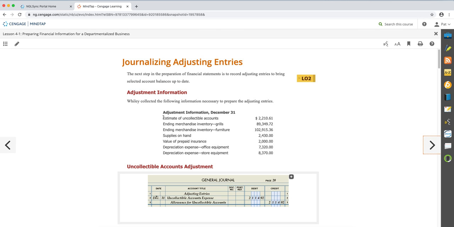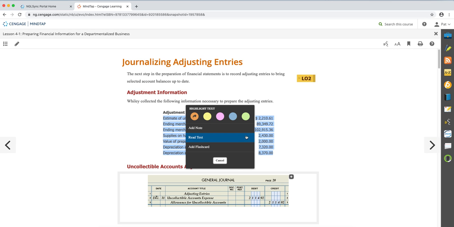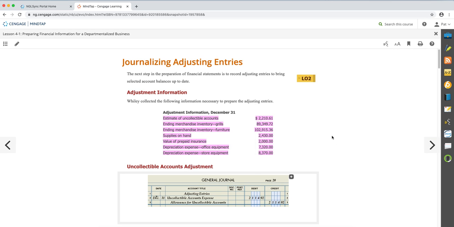All right, so journalizing adjusting entries. These are adjusting entries. I didn't highlight them, but you get it. You're going to have to be able to do these. I don't really like them highlighted, so I took them off, because then I can read them easier.